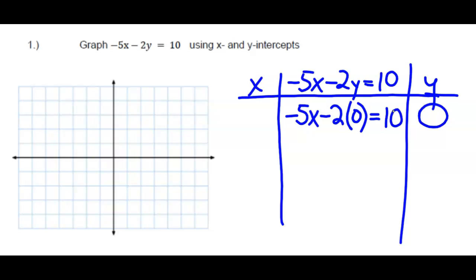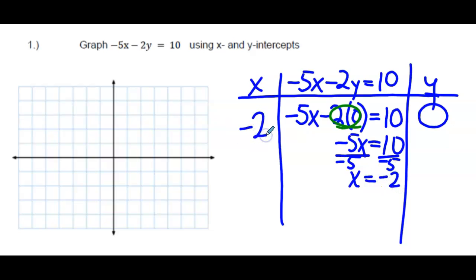Okay, so now I need to do this math. Negative 5 times x minus 2y, or minus 2 times 0. What's 2 times 0? 0. So that's going to zero out. Then I've got negative 5x equals 10. How do I get x by itself? You're right, divide by negative 5 on both sides. So x equals negative 2.